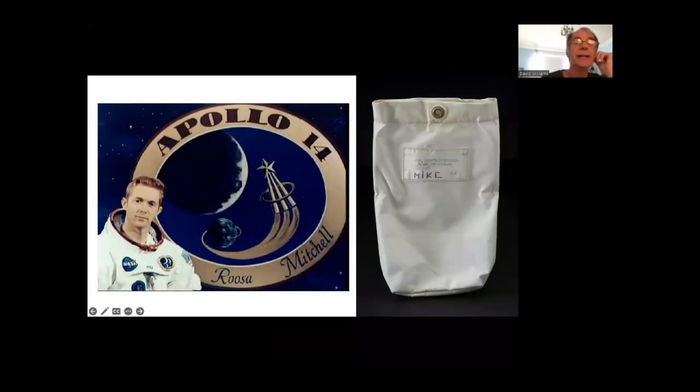Well, and as Eric said originally, it turned out Stuart Roosa, who was the command module pilot for Apollo 14, had brought all these tree seeds with him on the mission. Now he wasn't actually one who went down to the moon. He was in the command module. He was the Michael Collins for Apollo 14, where he stayed in the command module. But he brought these tree seeds with him.